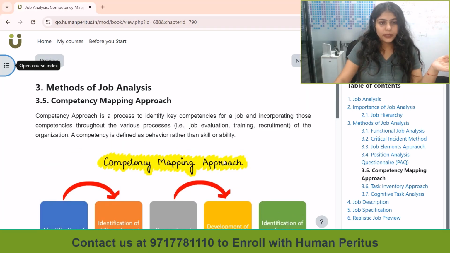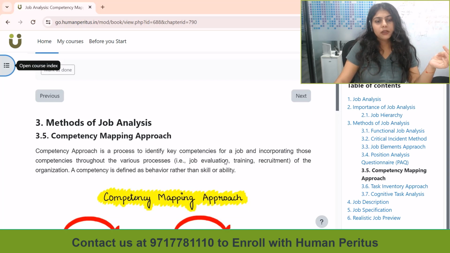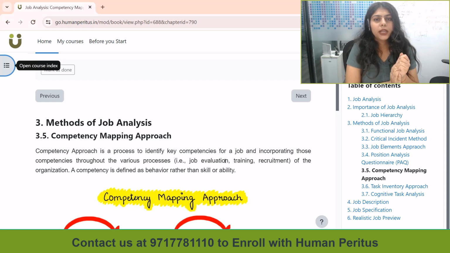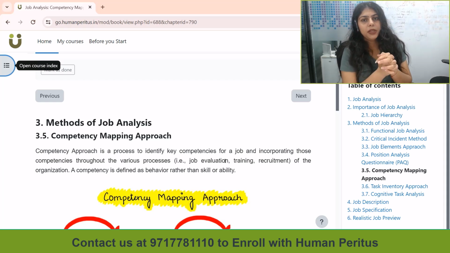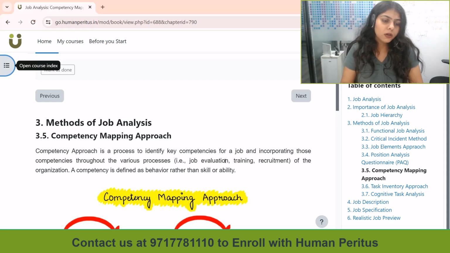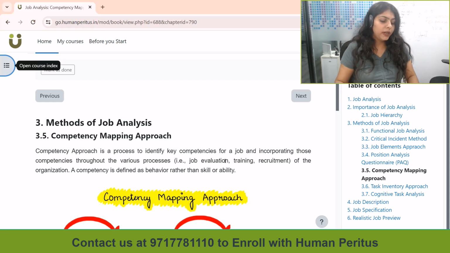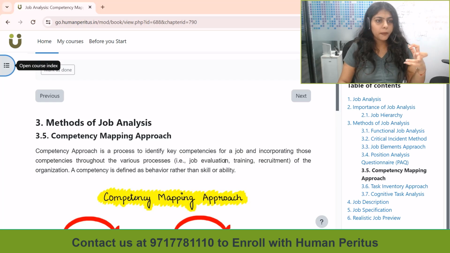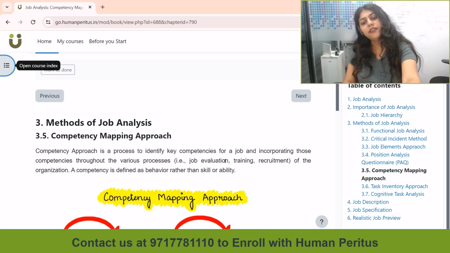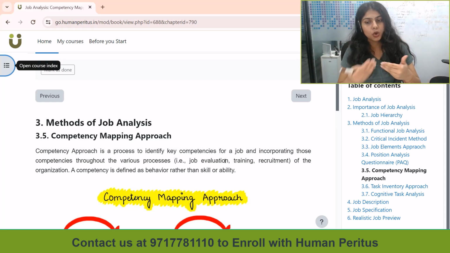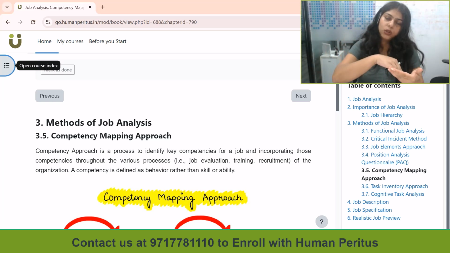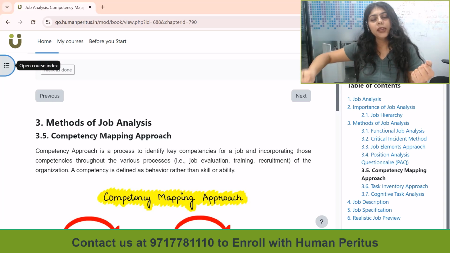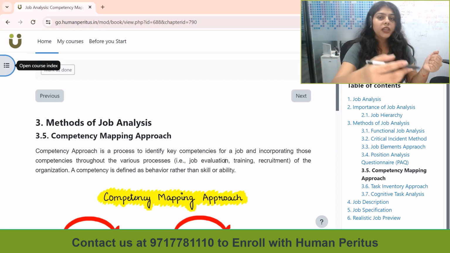Hello and welcome. We are covering methods of job analysis, and under that we are today talking about the competency mapping approach. Now, the competency approach is essentially an approach where you identify key competencies of a job and include those or add those or replace those throughout various processes of the organization.